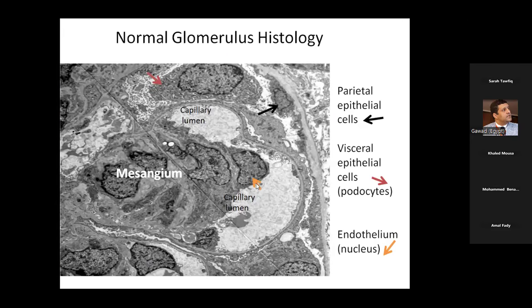Dr. Sarah, I want to ask you a question, please. Is it always the situation that the podocyte nucleus is larger than the endothelial nucleus, or is this not always the situation?